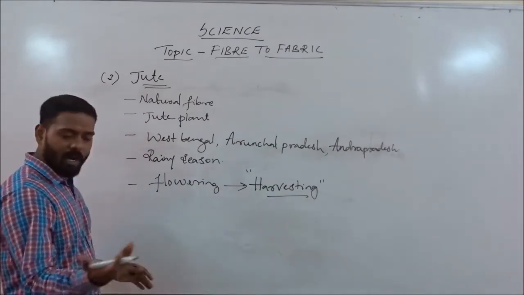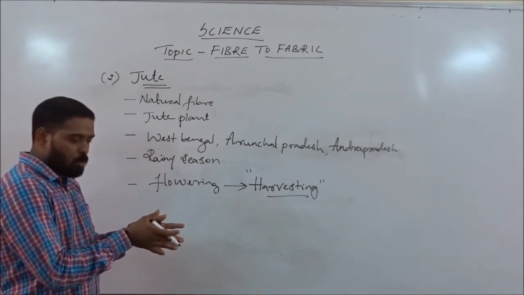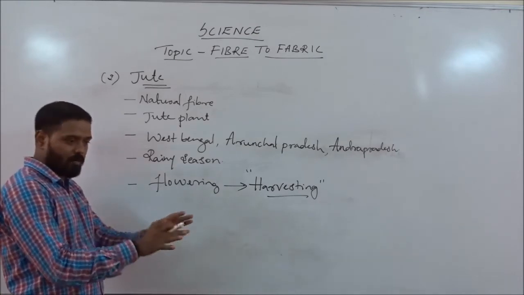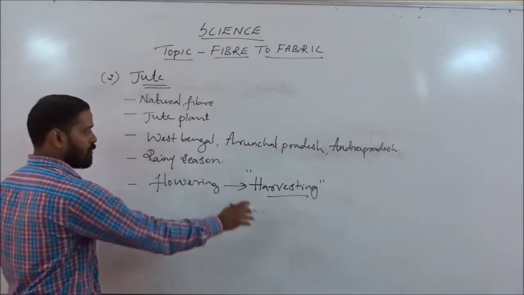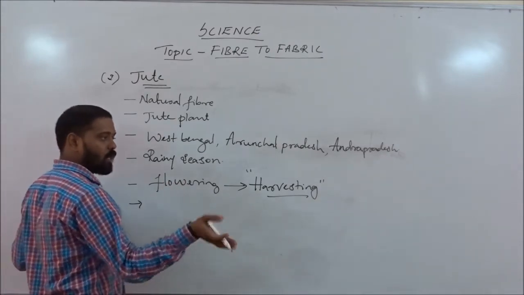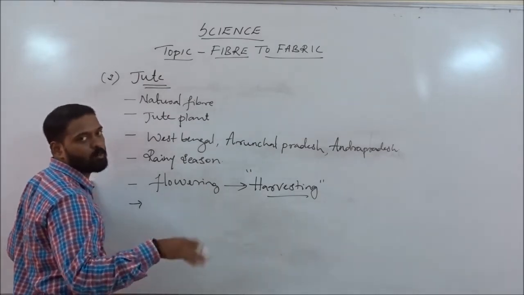Once you have harvested the jute plants, you have to keep them in bundles. You can take 5-6 jute plants. First you have to spread them on the field. After harvesting, the jute plants have to be dried for at least 3 to 4 days, because the leaves should get dried.